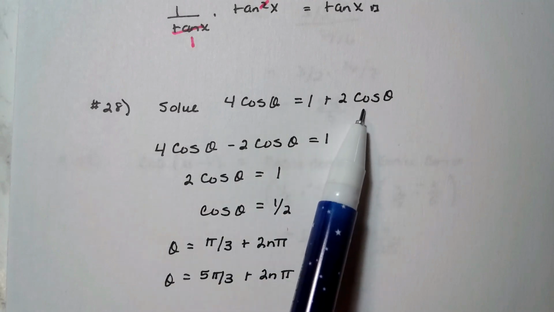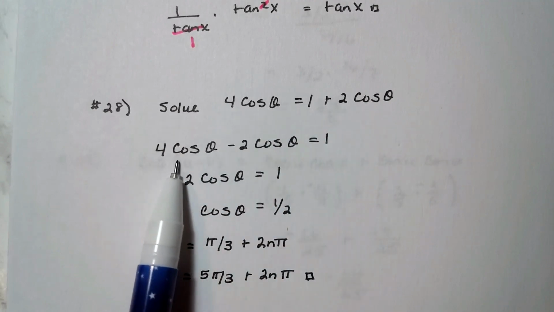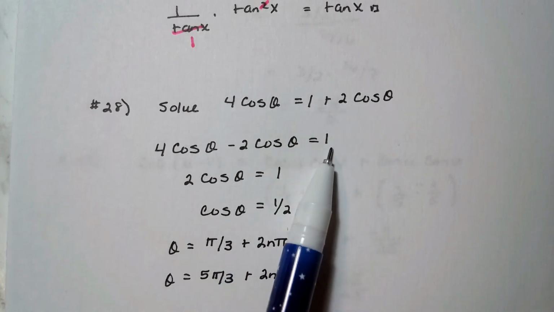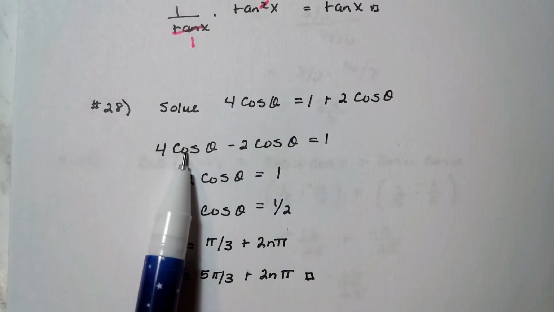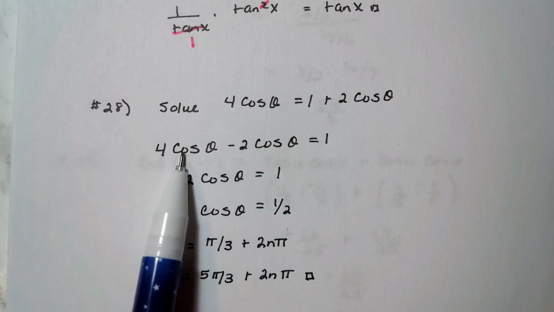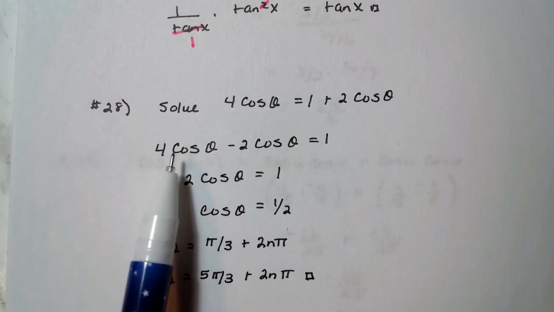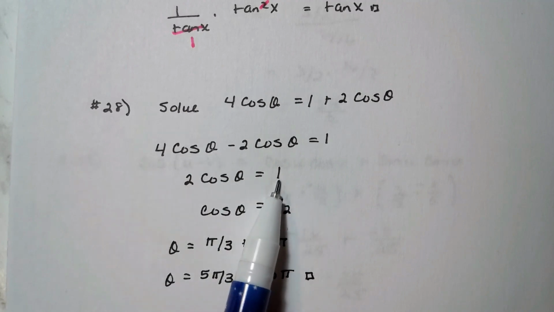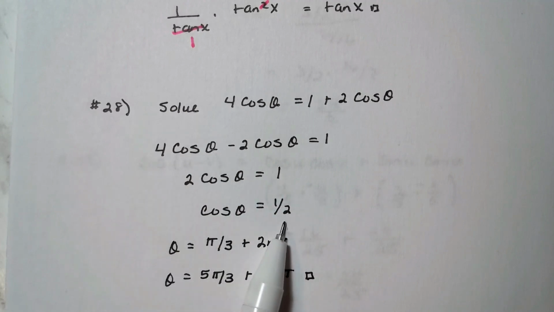So I subtracted 2 cosine x from both sides. When I subtract it here, I get a 0, so I get 1 plus 0, so I get a 1. And over here, I've got 4 cosine x minus 2 cosine x. Well, these are the same thing, so all I have to do is subtract the coefficients, and I get 2 cos x equals 1. Now I can divide both sides by 2, so the cosine of theta is 1/2.